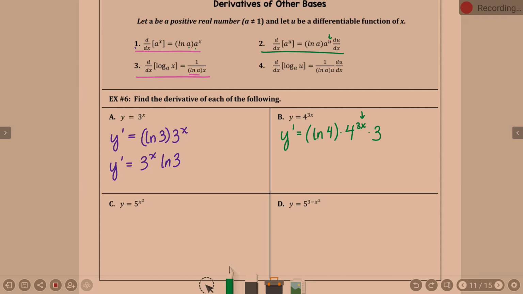I hate when they do that. So, okay. Our answer is going to look different, but be equivalent. So if I rewrite this, the 3 can go out front. Again, I can say 3 natural log of 4, and then times 4 to the 3x.